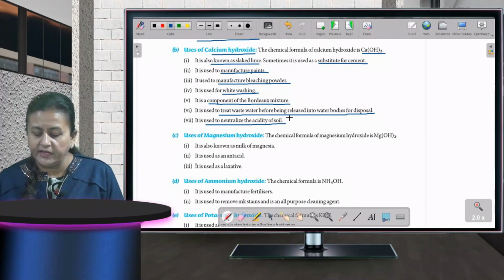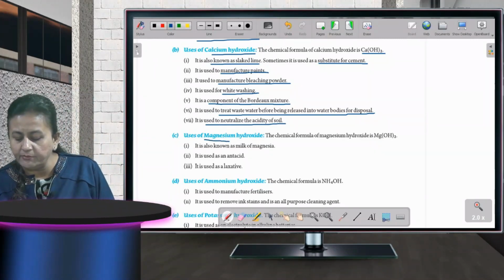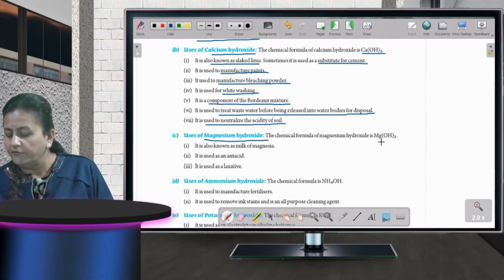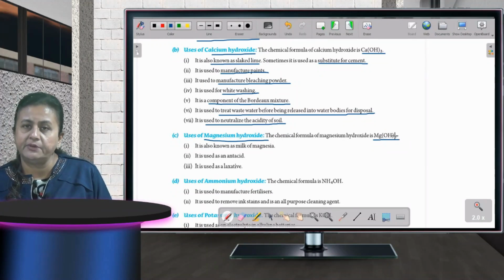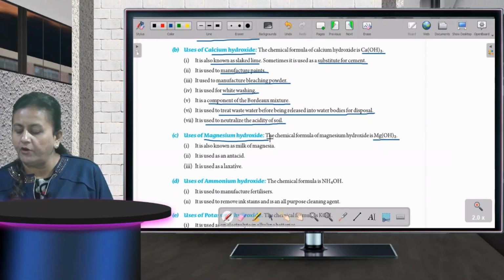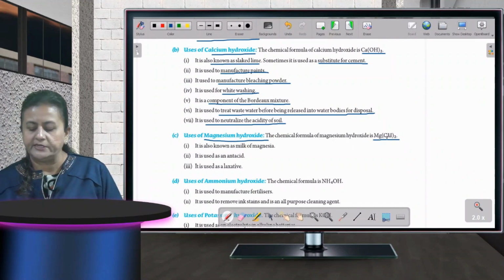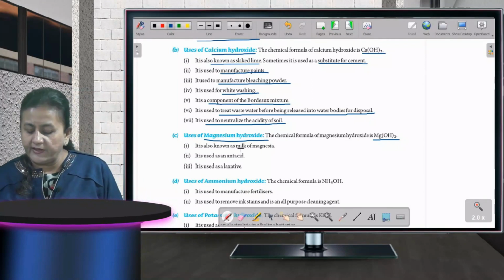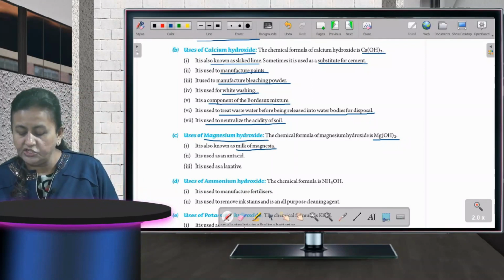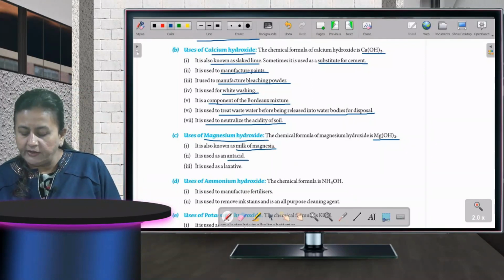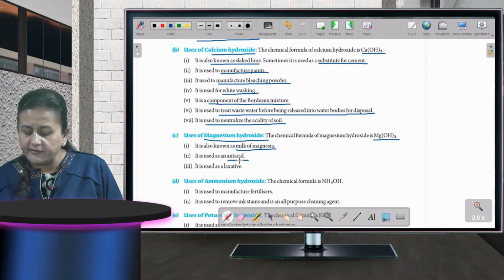Okay, then come to the next one, magnesium hydroxide, and the chemical formula for that is Mg(OH)2. Mg is magnesium and hydroxide is OH. Fine. So the chemical formula for magnesium hydroxide is Mg(OH)2. It is also known as milk of magnesia, used as an antacid, and it is used as a laxative.